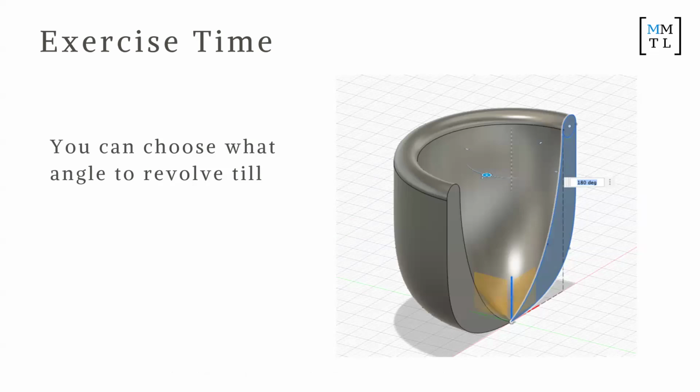So you guys go back into the parametric timeline and edit the revolve function. You can notice that you can actually change what degrees you want to revolve the component. So you can have more control over what you're doing.